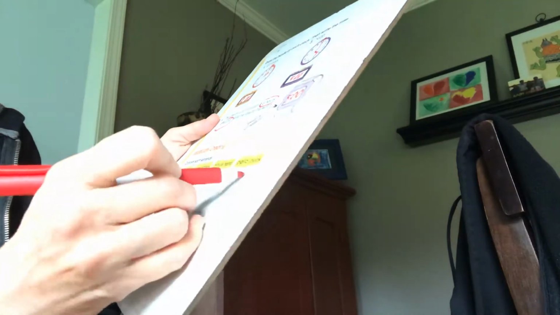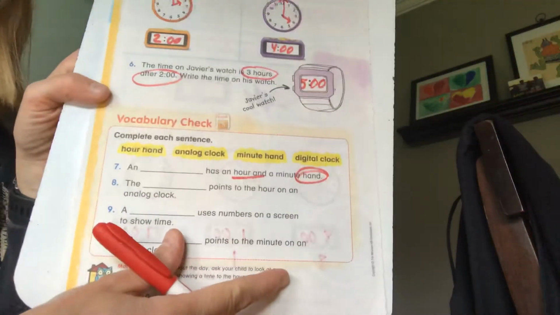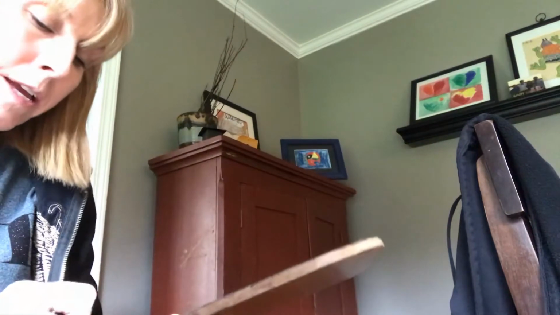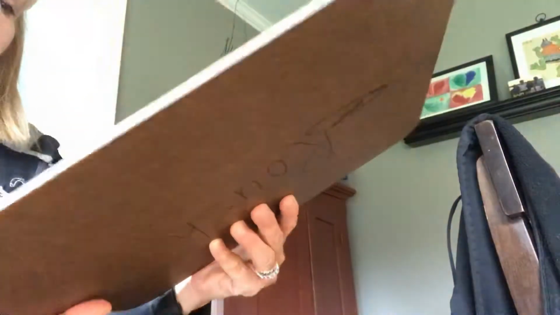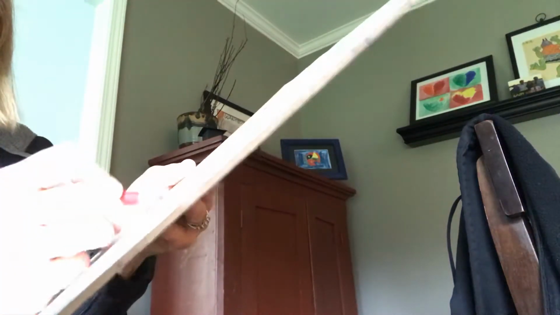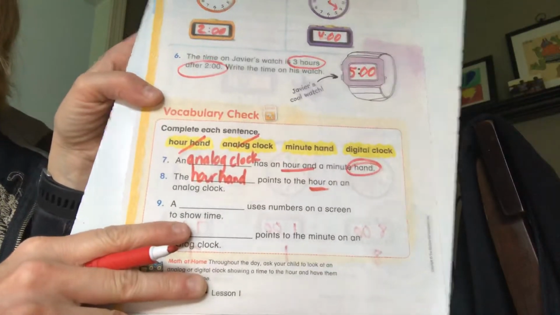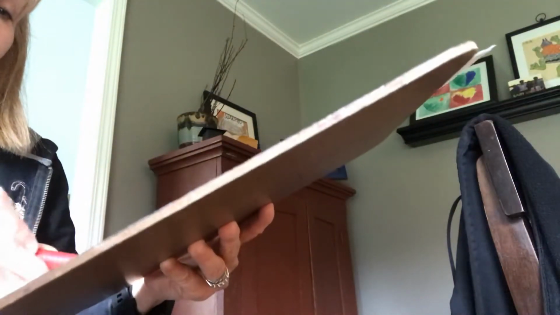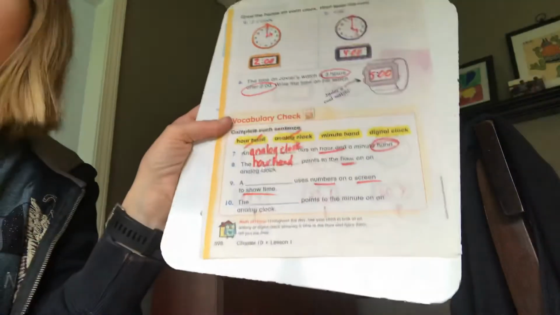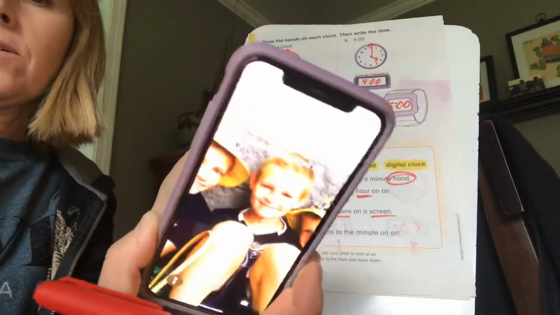And vocabulary. A blank has an hour and a minute hand. So if they have the hands, remember, that's called an analog clock. A-N-A-L-O-G, an analog clock. The next one, the blank points to the hour. Which one points to the hour? Well, that's pretty easy. It's the hour hand. H-O-U-R H-A-N-D, the hour hand. Okay, next one. A blank uses numbers on a screen. Which uses numbers? It would be a digital clock.